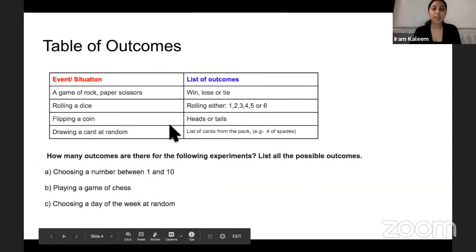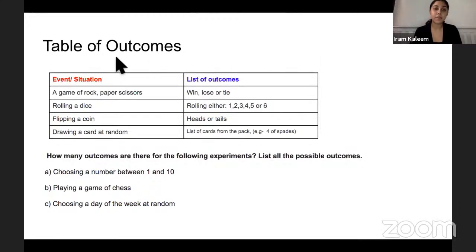What I've got here is the table of outcomes that we had from the first session, which gives us some situations and the list of outcomes. If you remember, we were listing outcomes for quite a while for many different situations. We've got our 2 most popular examples here. If you roll a dice, the list of outcomes is 1, 2, 3, 4, 5, or 6. That's all the possible outcomes. Flipping a coin, heads or tails. Game of rock, paper, scissors, win, lose, or tie.